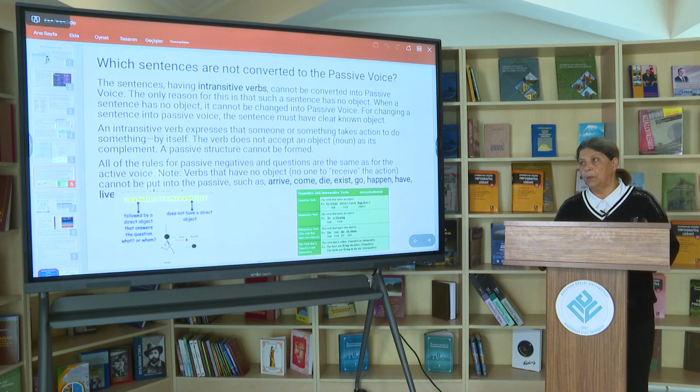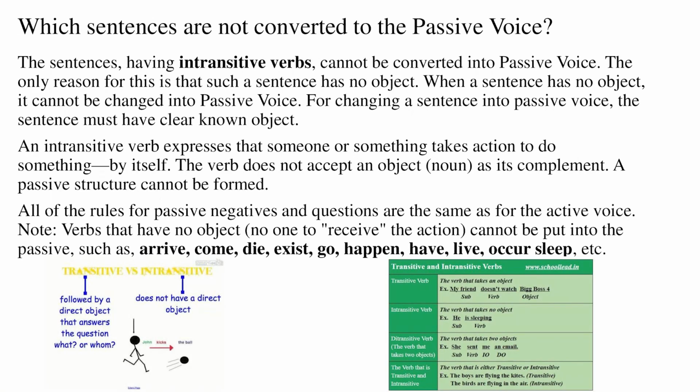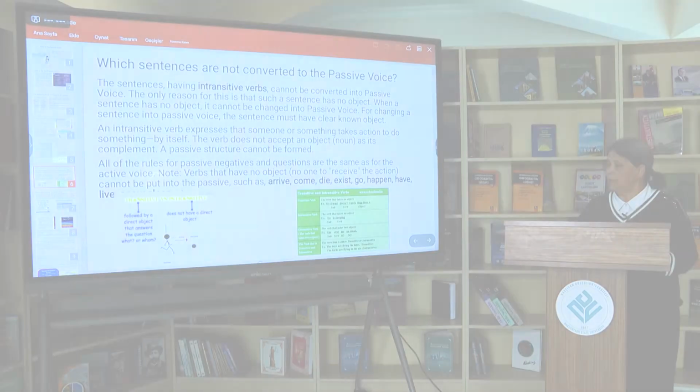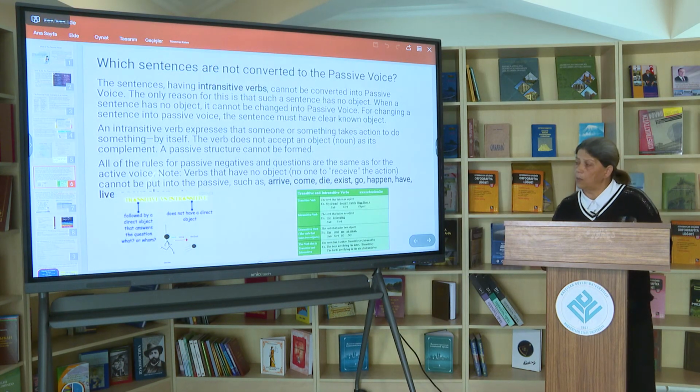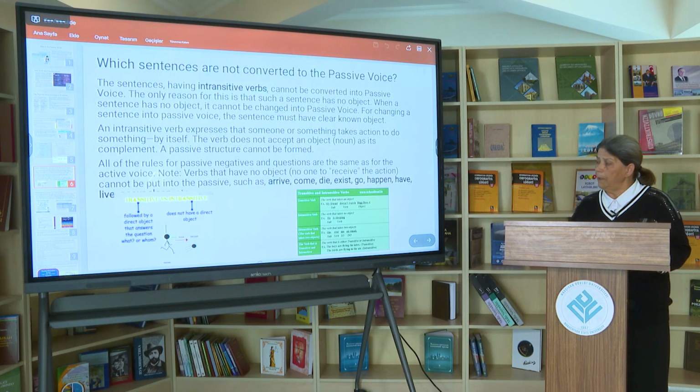Or, for example, it happened on a cold January day. This sentence also cannot be converted into passive voice because the verbs to happen or to occur cannot be changed into passive voice. Or sentences with the there is construction never change into passive voice.